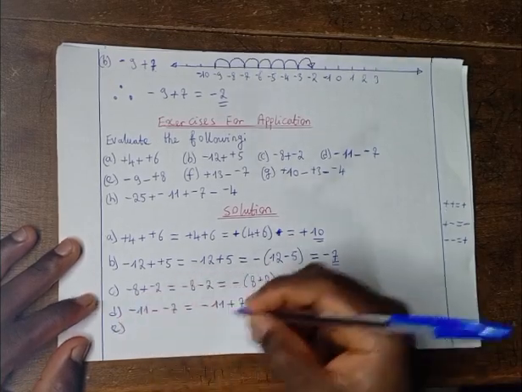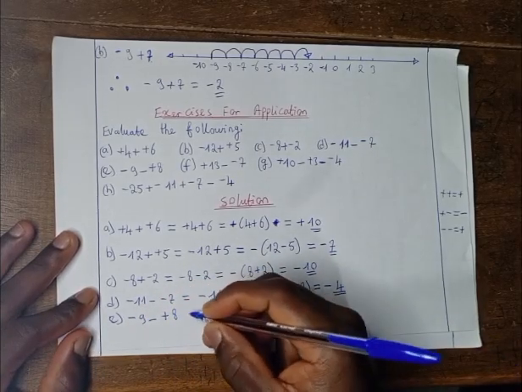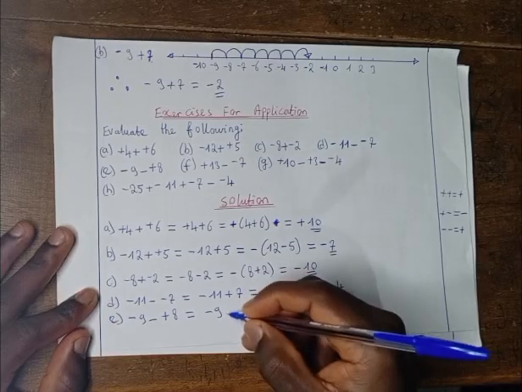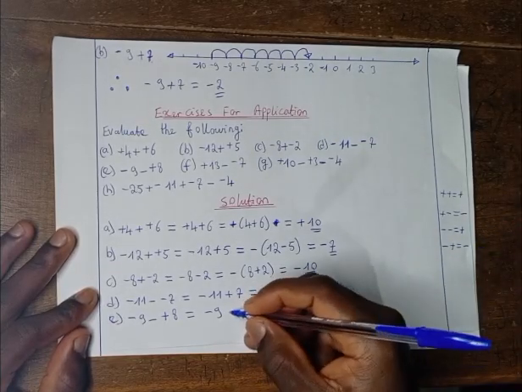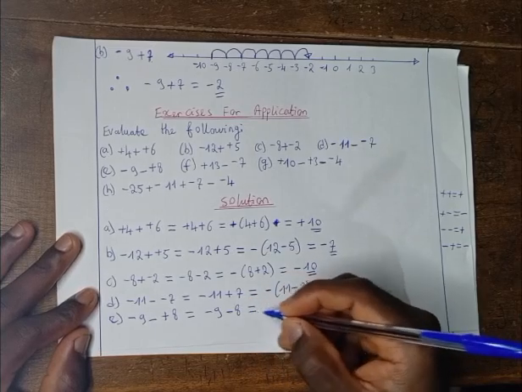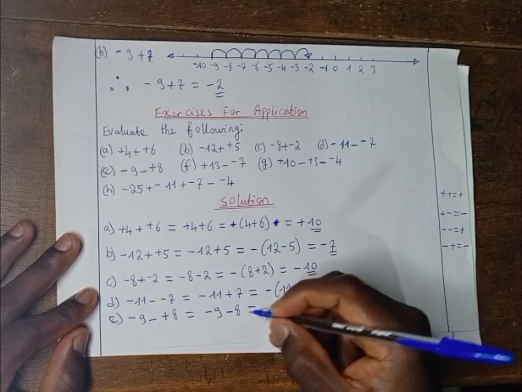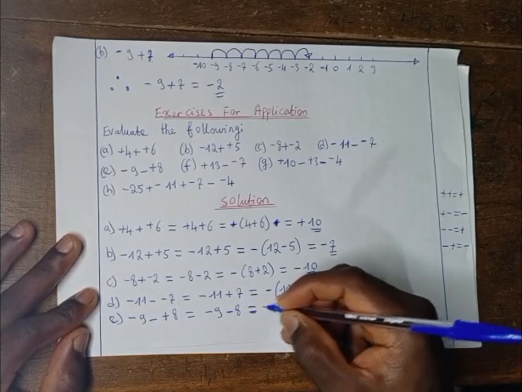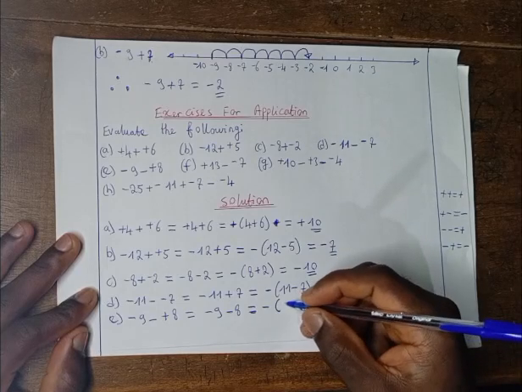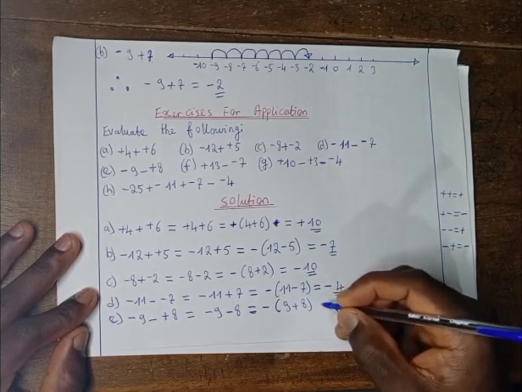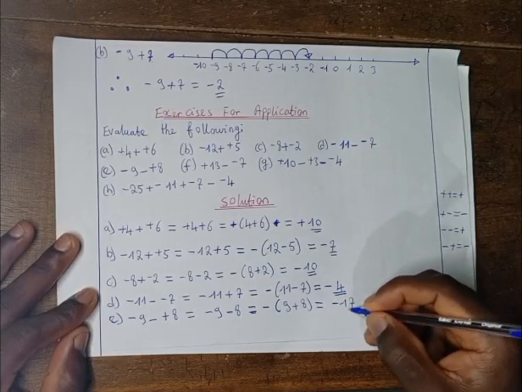We go now to question E. We have negative 9 minus positive 8. This will simply be equal to negative 9. When we have negative positive, the resulting sign is negative, minus 8. The two numbers have the same sign. So we are going to factor out the negative sign, which is common. Then we add the two numbers, 9 plus 8. So this will simply be equal to negative 17.